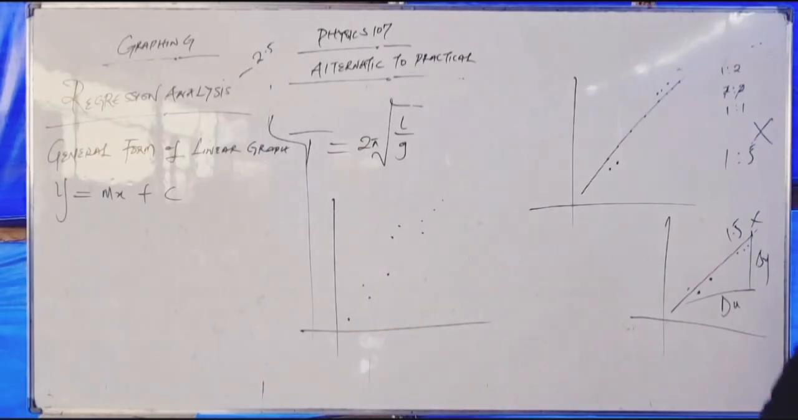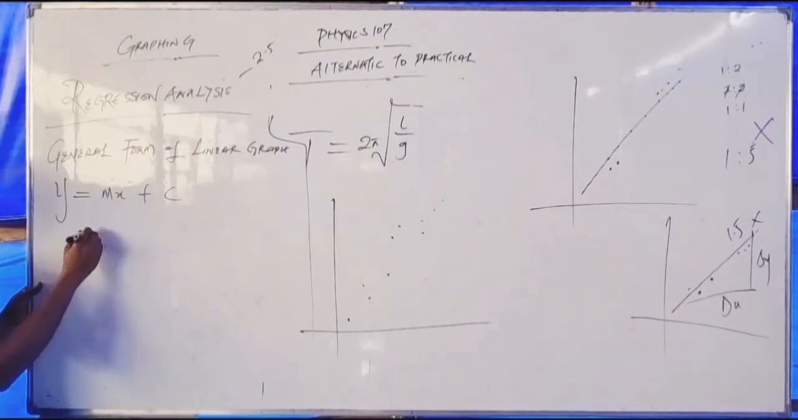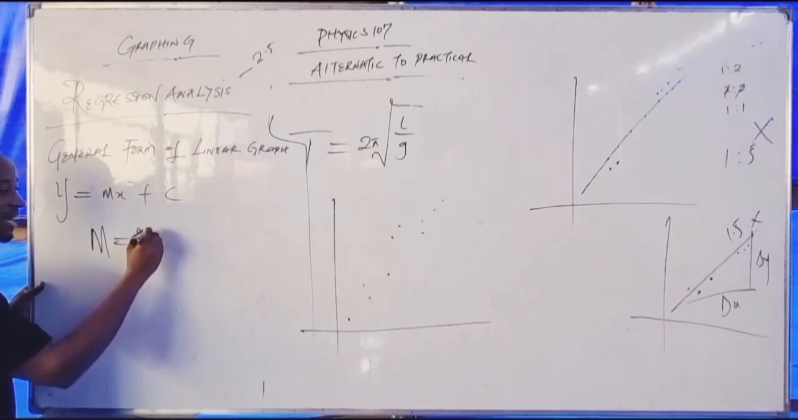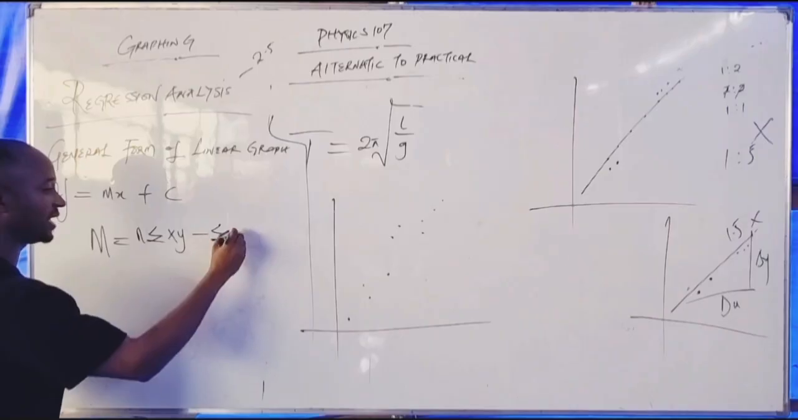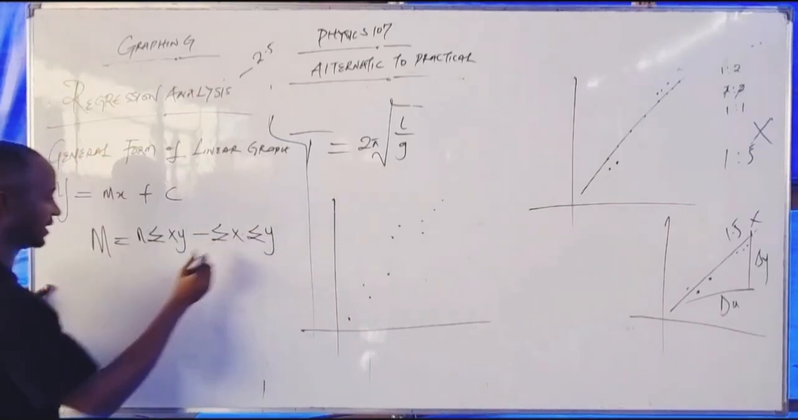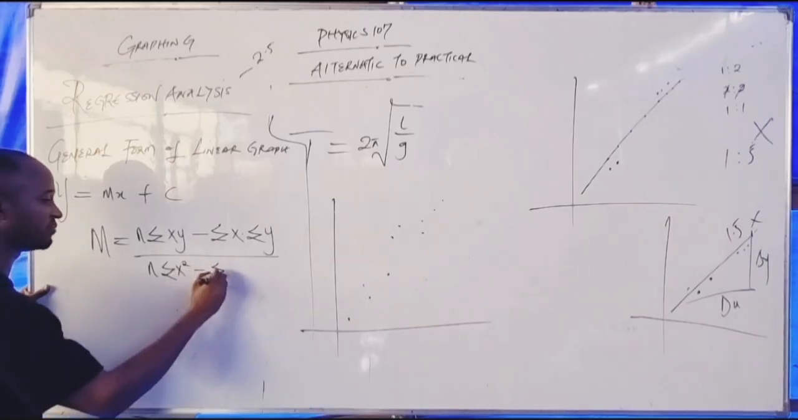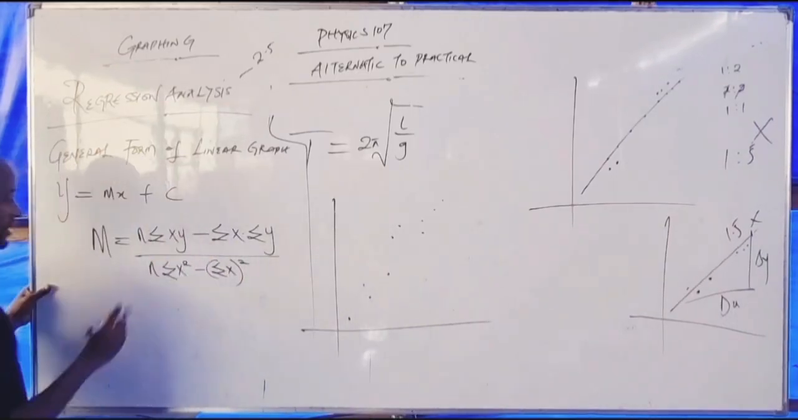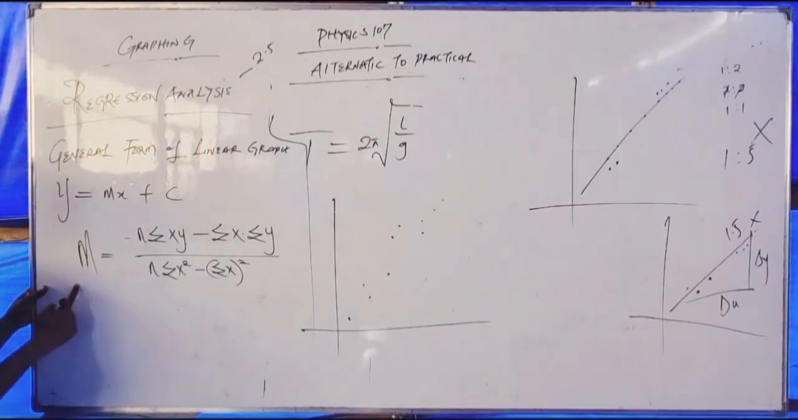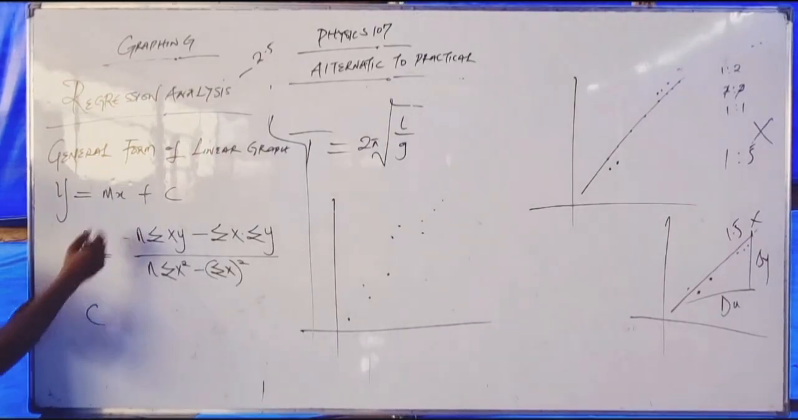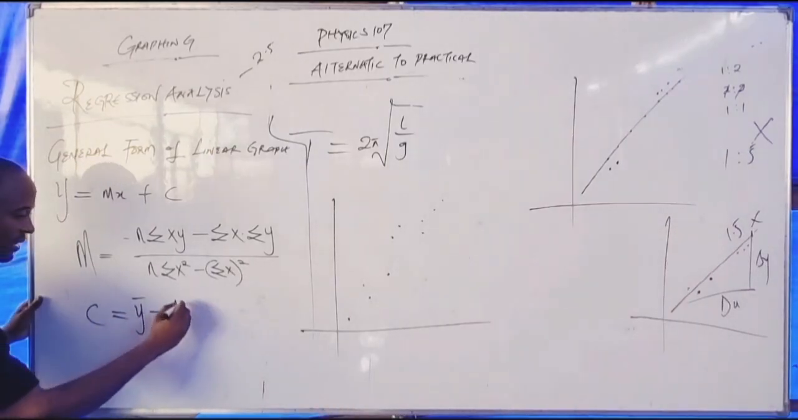Is that okay? Now, y equals mx plus c. This m here represents N summation of xy, don't be scared, minus summation x times summation y, divided by N summation x squared minus summation x all squared. That's my m, the slope. The value of our c intercept is given by y bar minus m x bar.